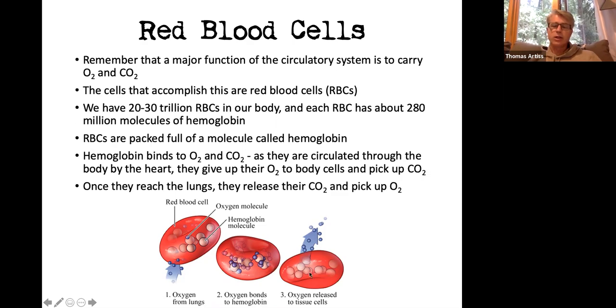It's really the only place that gas exchange is happening, at least in terms of delivering it to and from our cells. And a quick statistic here, we have in the human body, the adult body, about 20 to 30 trillion red blood cells constantly being replaced and broken down. And each red blood cell has about 280 million molecules of hemoglobin. So that's a lot of hemoglobin that we have in our body. That's how important that molecule is for gas exchange.